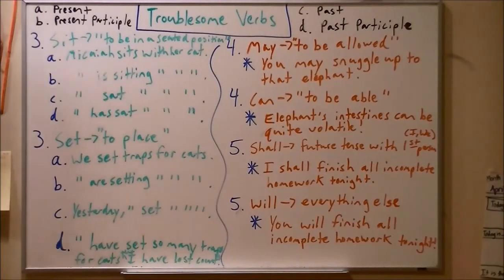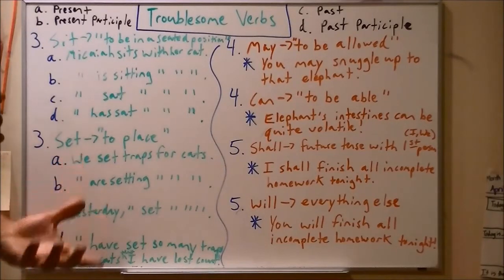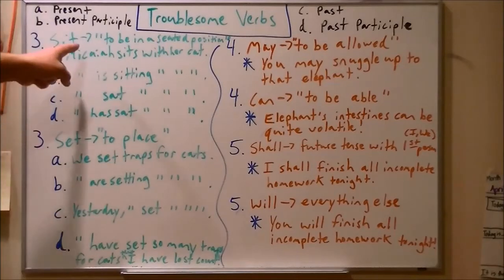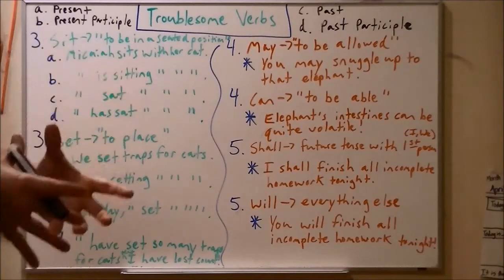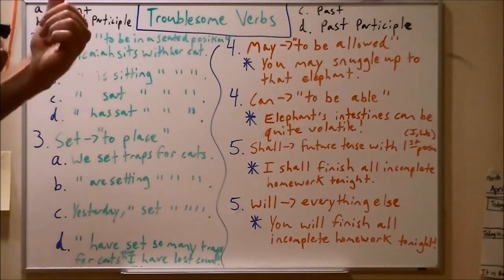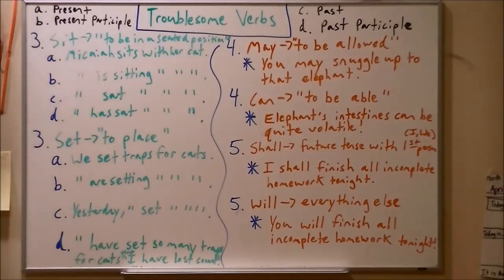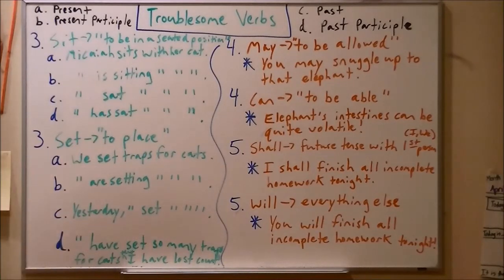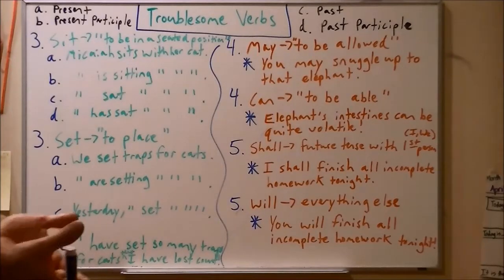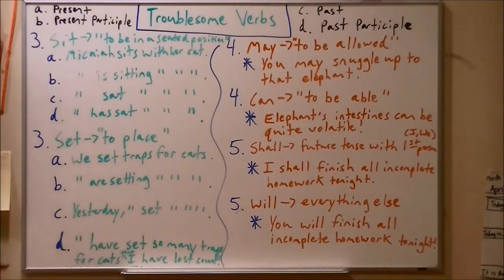Okay, let's get going here. So number 3: sit and set. What are the differences between the two? Very similar to lie and lay. To sit means to be in a seated position. The subject itself, himself, herself, themselves are in a seated position. Whereas to set, S-E-T, means to place or to put something, and is actually just a synonym with, you could say, to lay, L-A-Y, something. So sit is to be in a seated position.